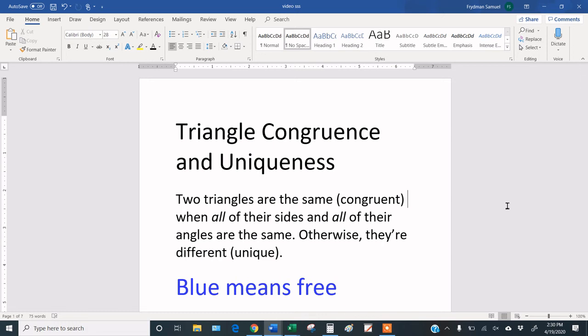Hi everybody. In this video, we are going to be talking about triangle congruence and uniqueness. Two triangles are the same or congruent when all of their sides and all of their angles are the same. Otherwise, they're different or unique.